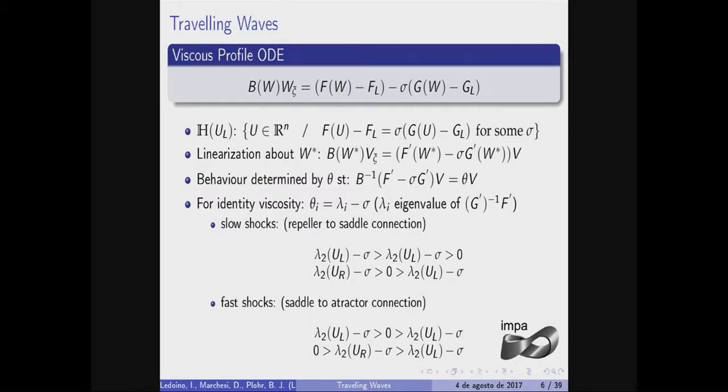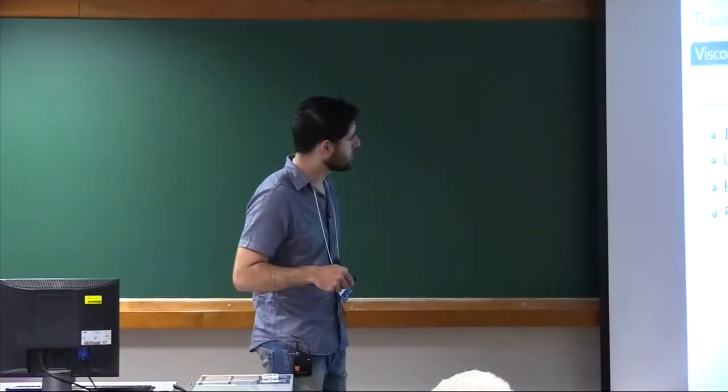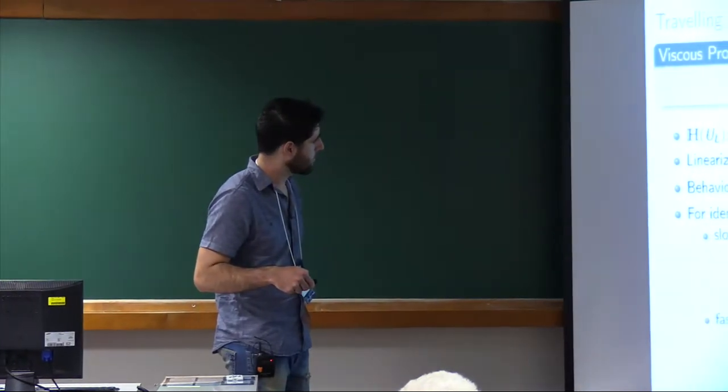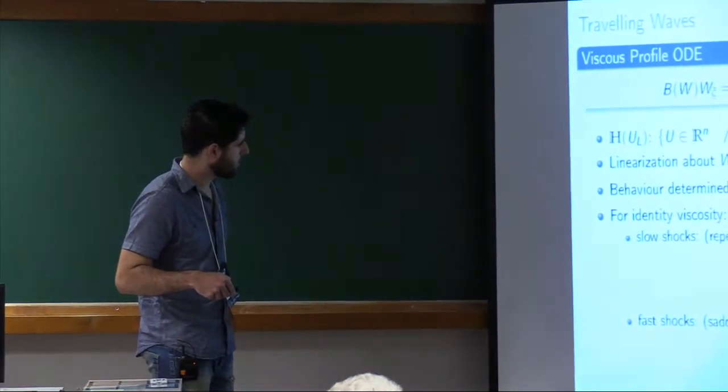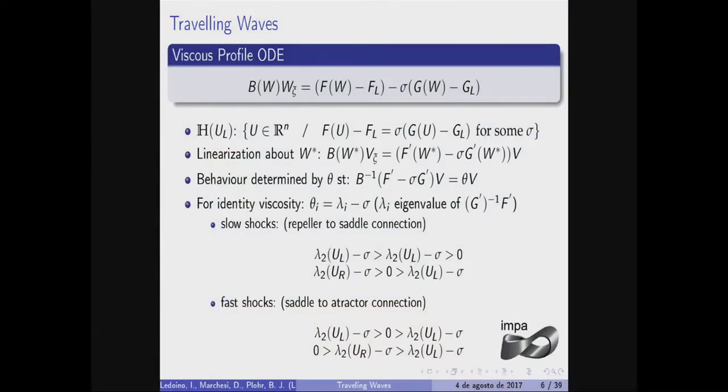I guess there's a printing error in the first one, is that right? The first? Lambda 2UL is bigger than lambda 2UL line. Yeah. Okay. You mean something else, I don't know. Yes. Anyways, it's a repeller to a saddle connection. Yes, the index is 3, right? Yeah, it should be 1 here, and should be 1 here.